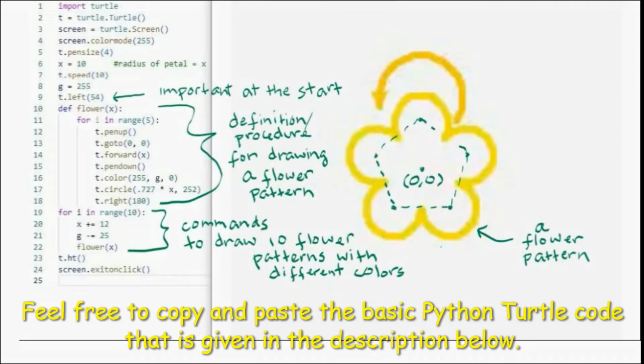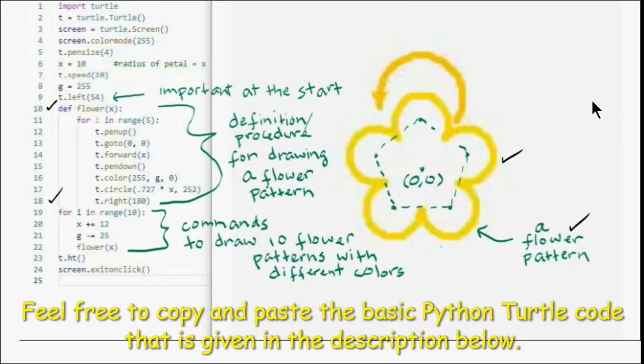The final flower image has 10 flower patterns. This is a flower pattern. And the definition or procedure for drawing the flower pattern is from lines number 10 up to number 18.